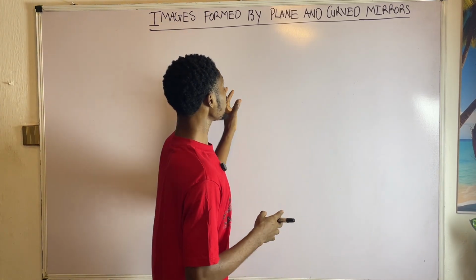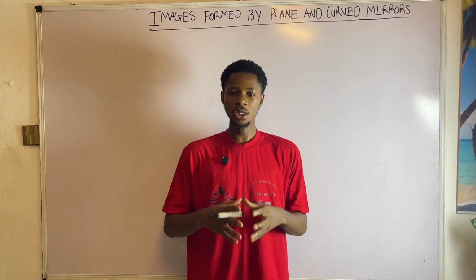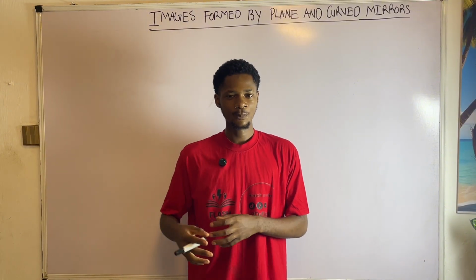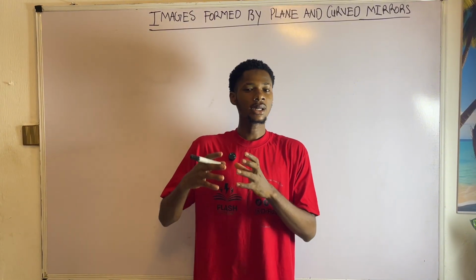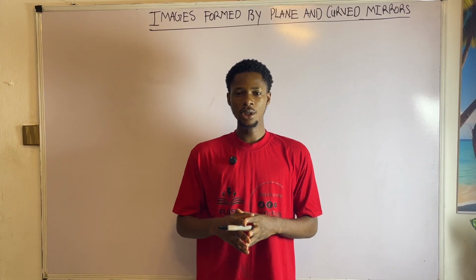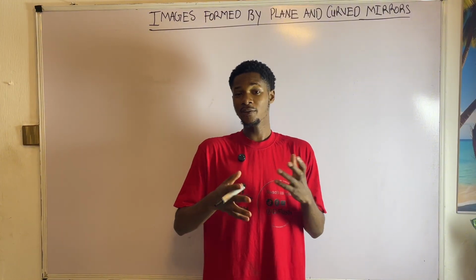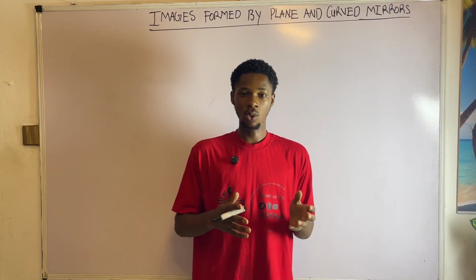Before you can understand the image formed by mirrors, you need to know what mirrors are. Mirrors are simply glass surfaces that are coated to reflect an object in order to produce an image. So whichever way you want to define it, that is for the Englishman.